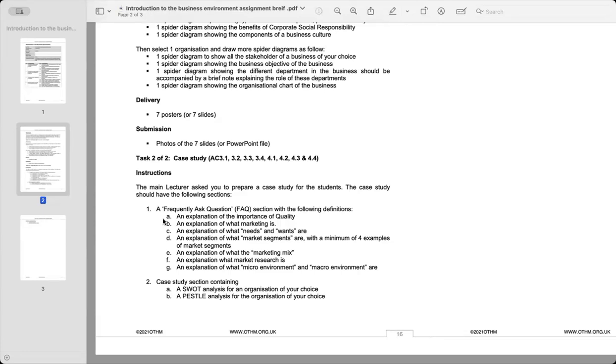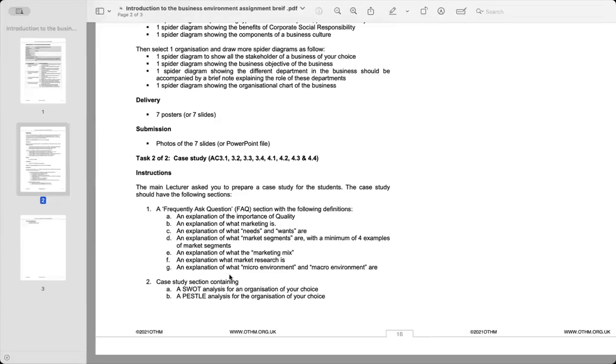Market segments: define market segments and provide a minimum of, for example, demographic segmentation, age, gender, income; geographic segmentation, country, region; psychographic segmentation, lifestyle, values; behavioral segmentation, purchase behavior and usage patterns. Then marketing mix: explain the 4 Ps, product, price, place, promotion, and how they help businesses reach their target audience. Then market research: define market research and explain how businesses use it to understand their target market and make informed decisions.